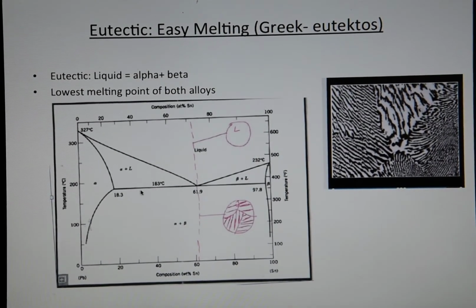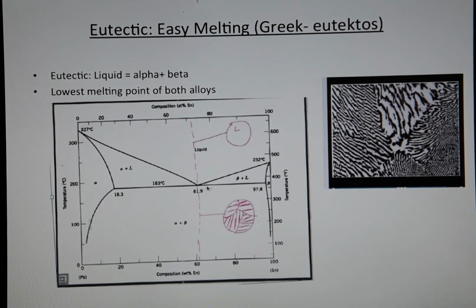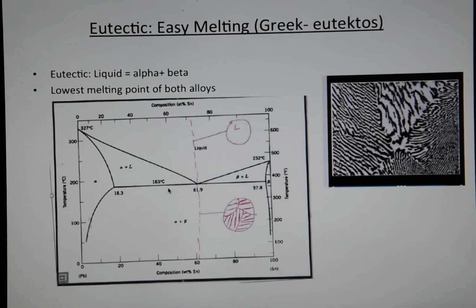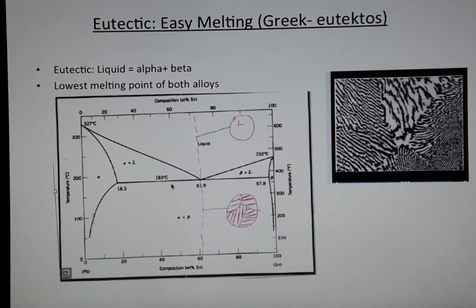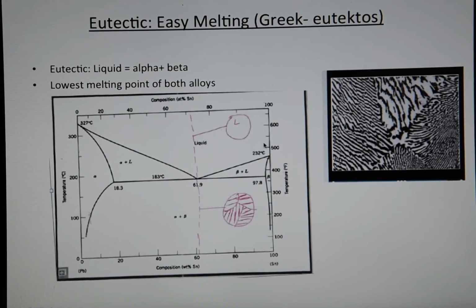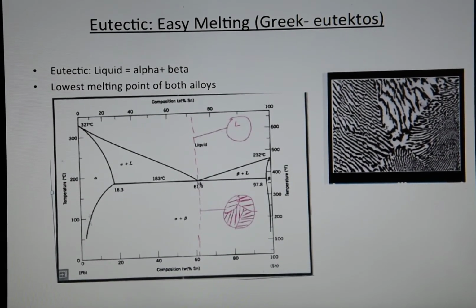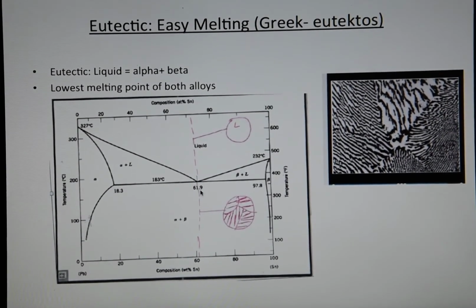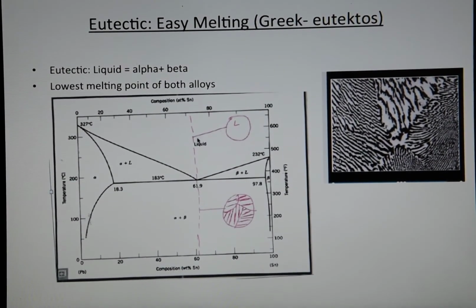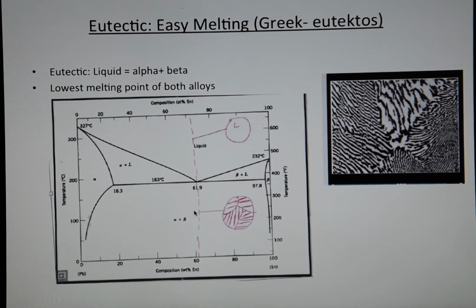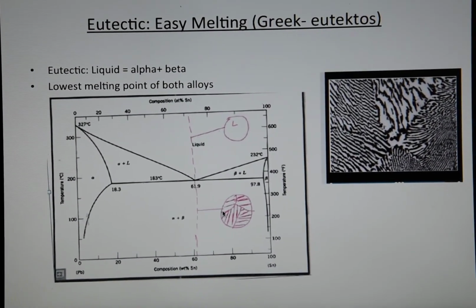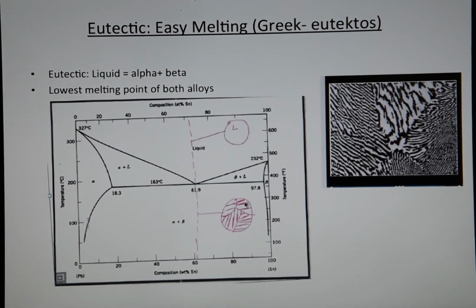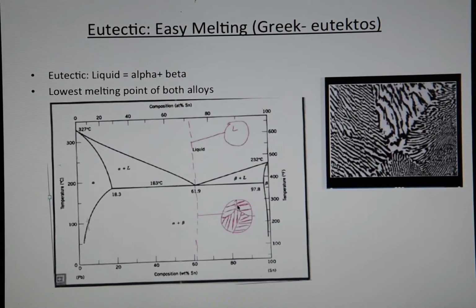Now this horizontal line represents the eutectic temperature, 183 degrees Celsius, which is the lowest temperature at which the mixture of lead and tin will melt. Also, this value here, 61.9 weight percent tin, that's called the eutectic composition, and it's the only composition for which the liquid would cool down directly into the two-phase alpha plus beta region. And the microstructure usually shows alternating layers of alpha and beta within the grains.